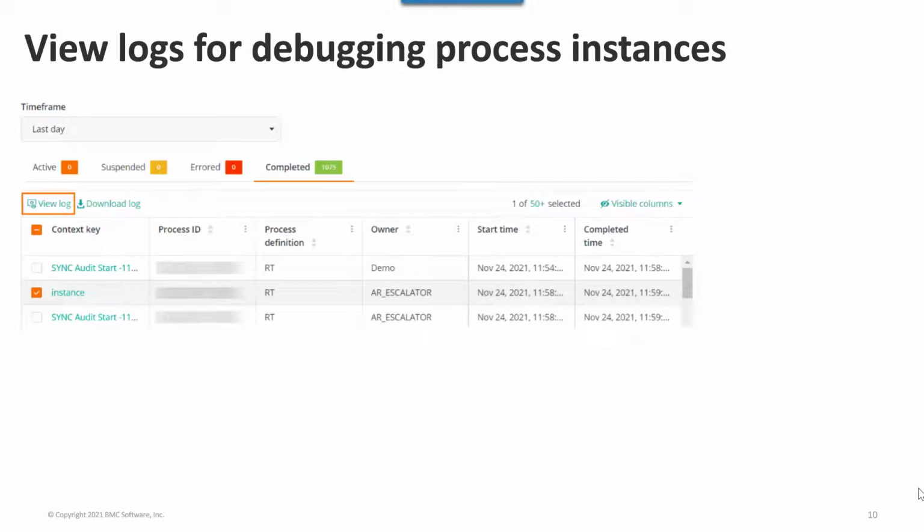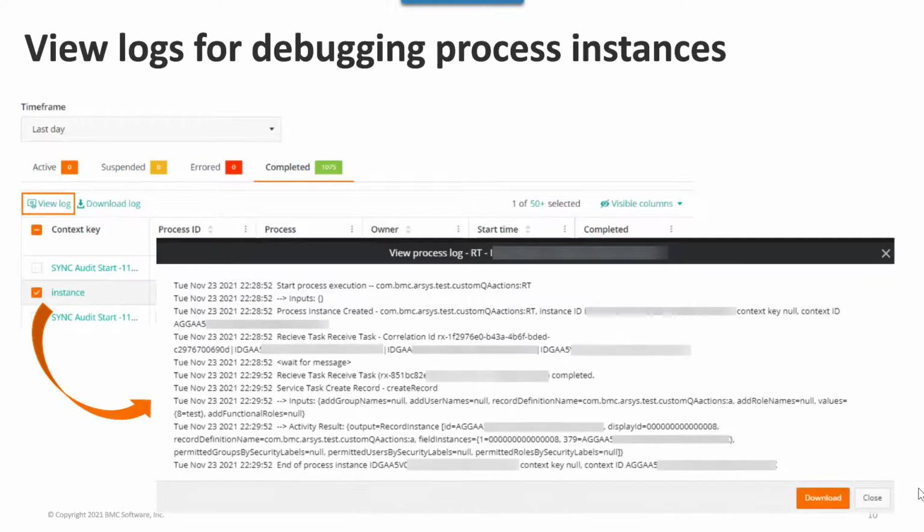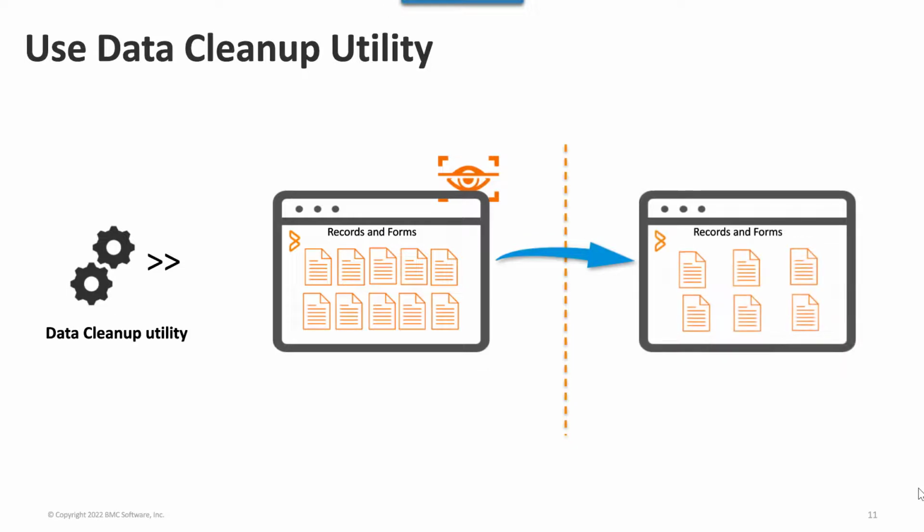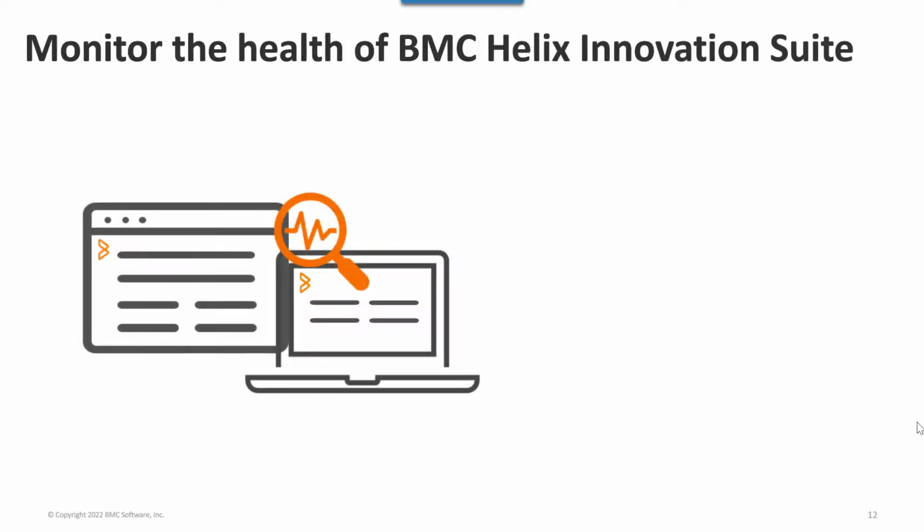Gather information about issues or errors encountered during process execution. On the Manage Processes dashboard, you can view the process logs and download the log files for a specific process instance. Use the Data Cleanup utility to improve the system performance and maintain database sanity. The utility periodically scans the forms and record definitions that contain large amounts of data and removes stale data from your environment.